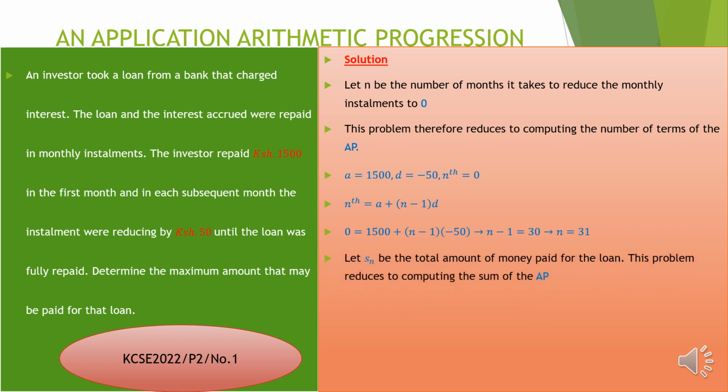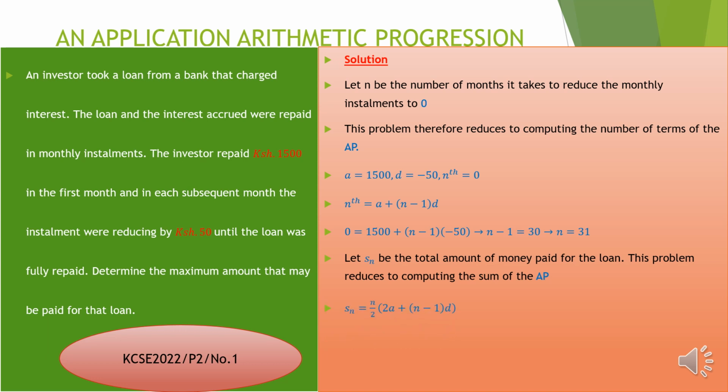Once you obtain 31, it tells you that this 31 is the number of months taken to repay the loan fully. But the question needs to find how much money was paid for that loan. We need to get the summation of those terms. Therefore, we are going to let Sn be the total amount of money paid for the loan. This problem reduces to computing the sum of the AP, that is the sum of the arithmetic progression.